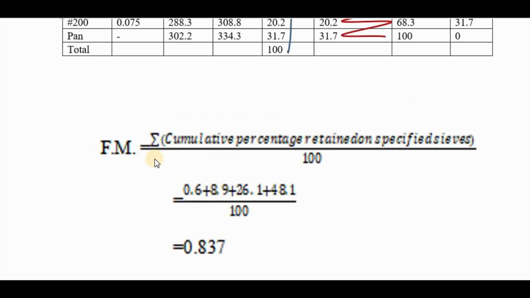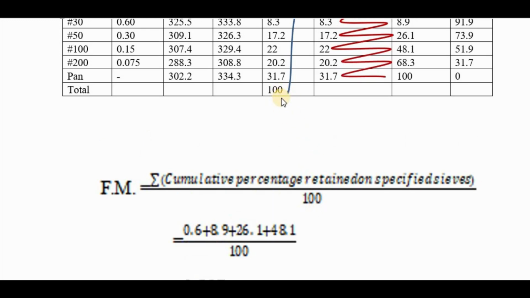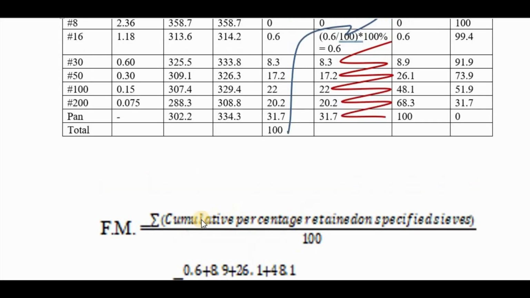The equation of the fineness modulus is the summation of the cumulative percentage retained on specified sieves divided by 100. This is always 100. There is no relation between this 100 and the other 100. So the summation is of the cumulative percentage retained on the specified sieves.